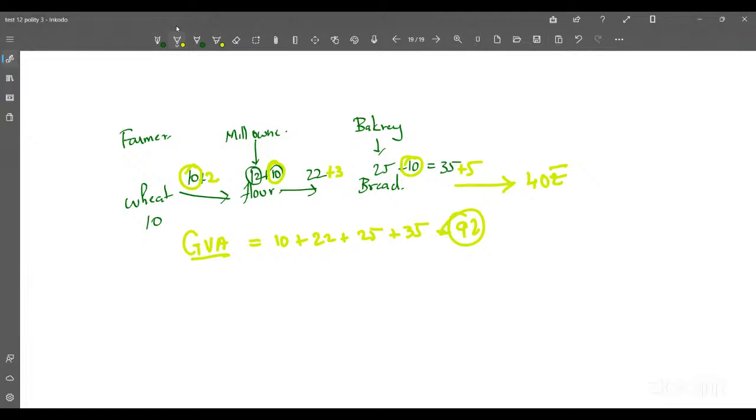But we did not produce products worth 92. Rather, we have only produced products worth 40. So it would be double counting if I do it so. To avert this, I will only calculate the value added at each stage to come to a conclusion.